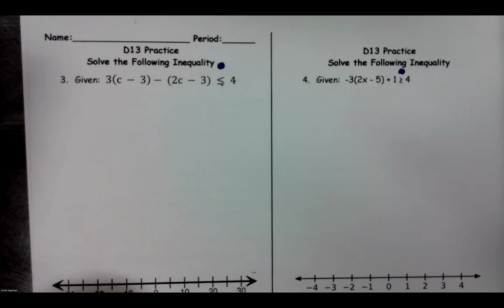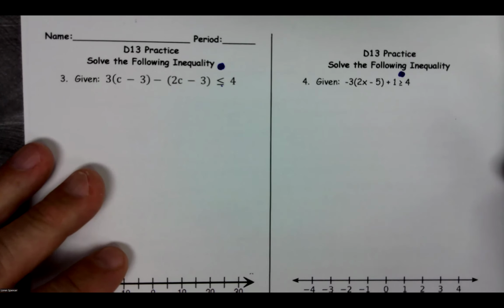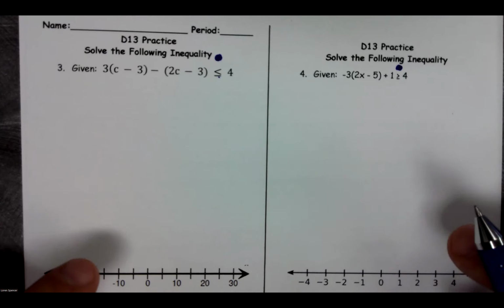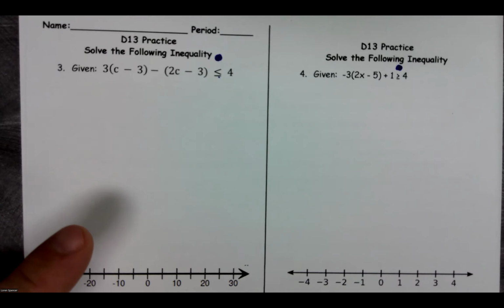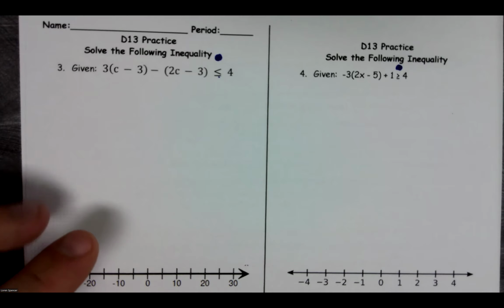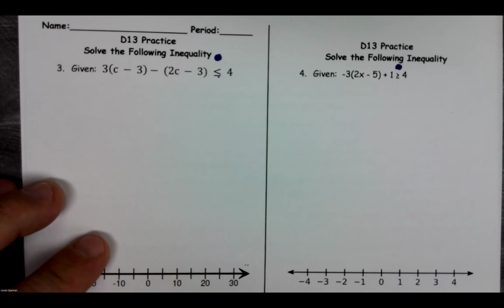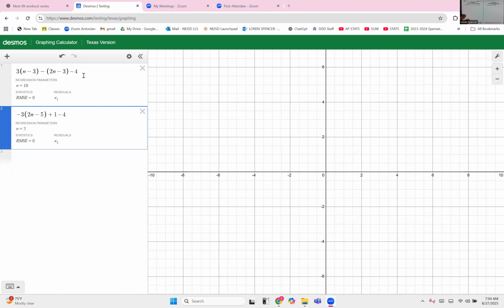Now, when we go to Desmos, we can't do inequalities on Desmos. So it's not going to help us a whole lot with the graph, but there's a couple things we can do with the graph. So earlier, and I'm going to switch back over to my Desmos view, we were working with the exact same problem that we had on the front. And we got an answer of 10 for one of them, and an answer of 2 for the other. We're going to use that information.